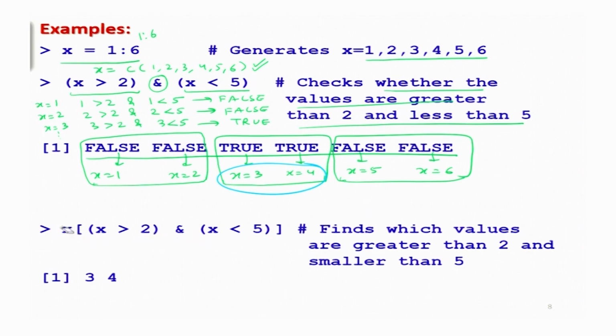Okay, I repeat it once again, because for the sake of understanding, try to look at my pen. I consider the data vector x, and I want to find out what are the values in this x for which the condition x greater than 2 and the condition x smaller than 5 is true. So, if you see how I have expressed it, first I have expressed the data vector in which I want this condition to be found, and then I write down a square bracket, and inside this square bracket I write down the condition.